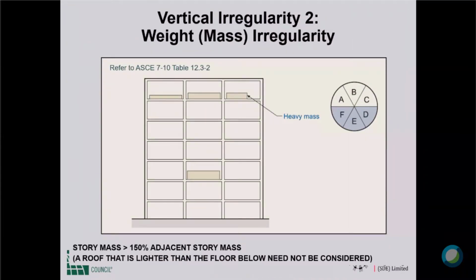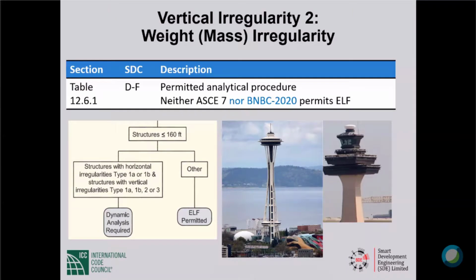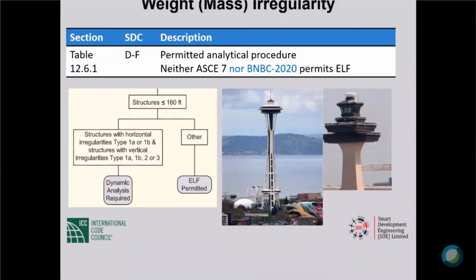The weight or mass irregularity: story mass larger than 150% of adjacent story mass. Here, unlike in the case of diaphragm discontinuity irregularity, a roof that is lighter than the floor below need not be considered. So there is an exemption for the roof. But otherwise, story mass larger than 150% of adjacent story mass will give you this weight or mass irregularity. And here also what will be required is dynamic analysis rather than the equivalent lateral force procedure. That is the only restriction imposed on us if we have a mass irregularity.